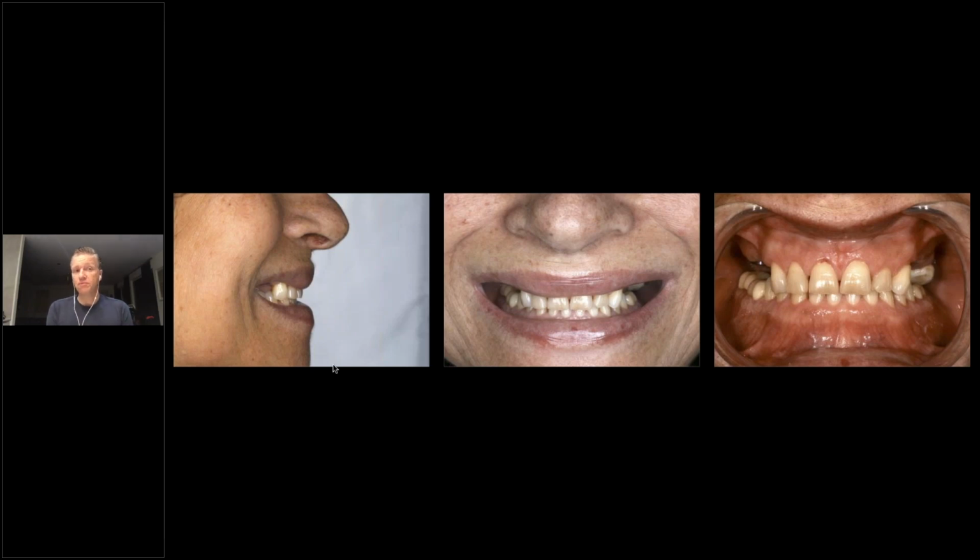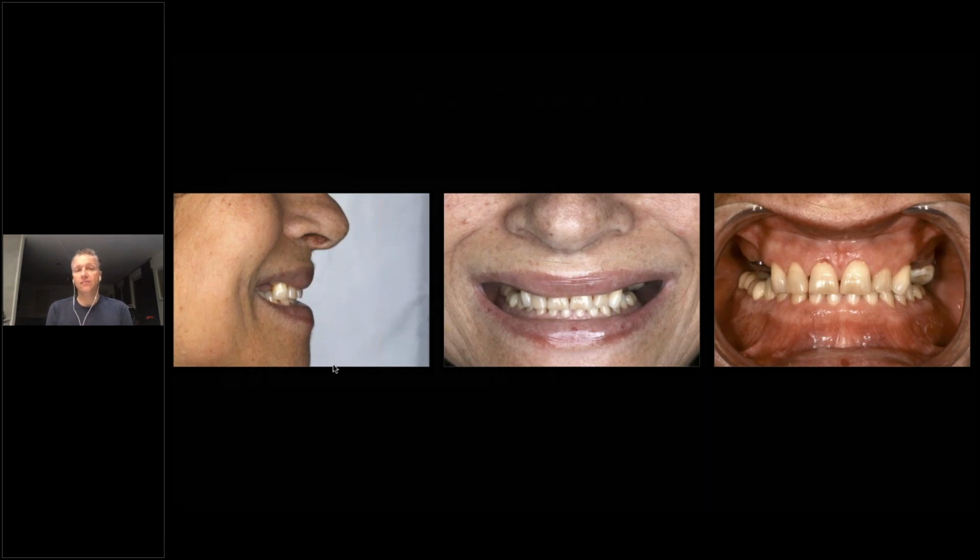Also, if you look at her smile, we have to open the bite. She's collapsed. She shows a lot of lower gingiva. She would like to have some crown lengthening on the lower anteriors at least. So that's all in the evaluation, and then we discuss with the doctor.